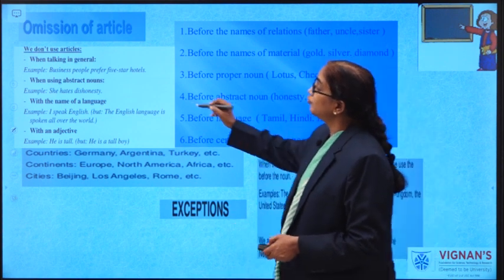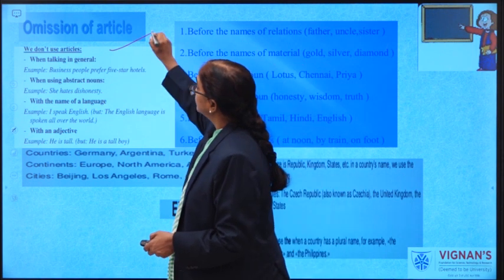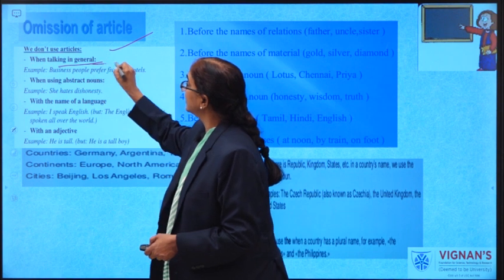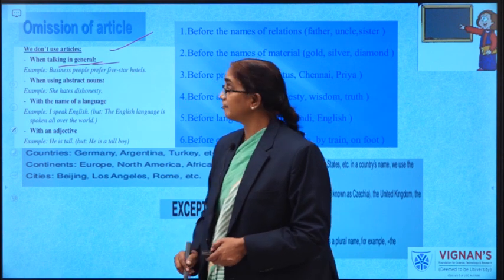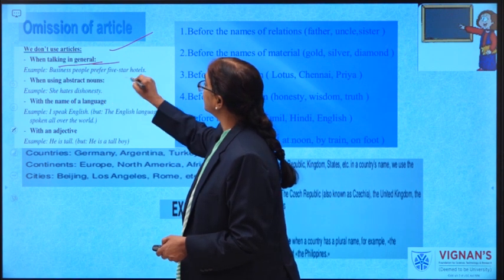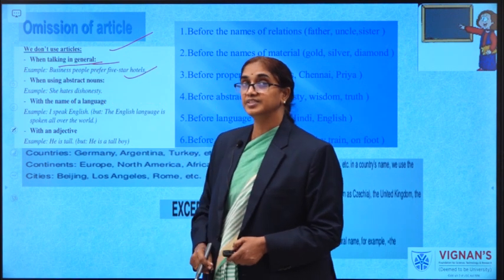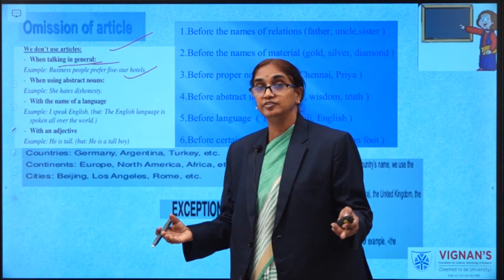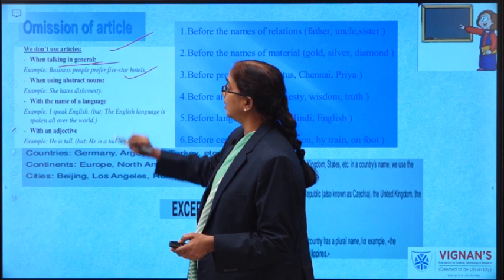Now, where do we omit the article? For example, we don't use articles when we are talking about something or referring to something in general. For example, business people prefer 5-star hotels. We don't say the business people. So when we are referring to a category of people or people in general, we don't use any articles.